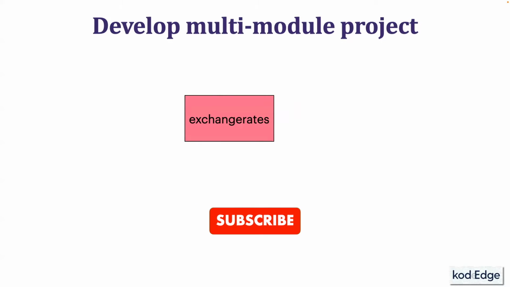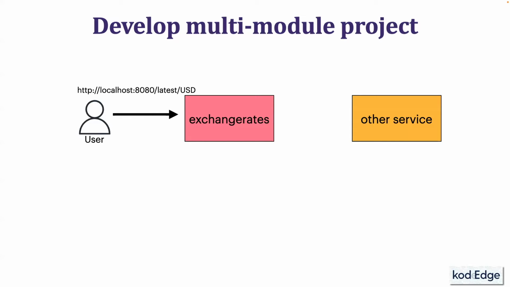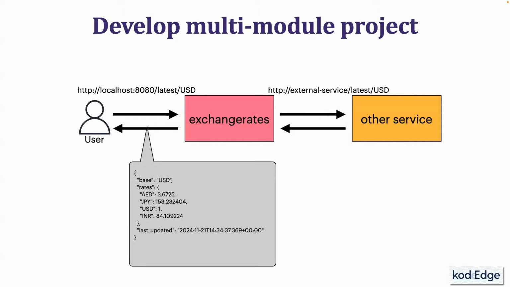Develop multi-module project. Let's start by understanding the application that we are going to build. We will create a simple exchange rate service. The user will call this service to get the latest exchange rate of a particular currency, for example, USD. Now the exchange rate service will call an external service to fetch the latest exchange rate. Once it receives the response from the external service, it will process the data and return the requested currency exchange rate. So you can see in the response, it will have the available conversion rates in a map.